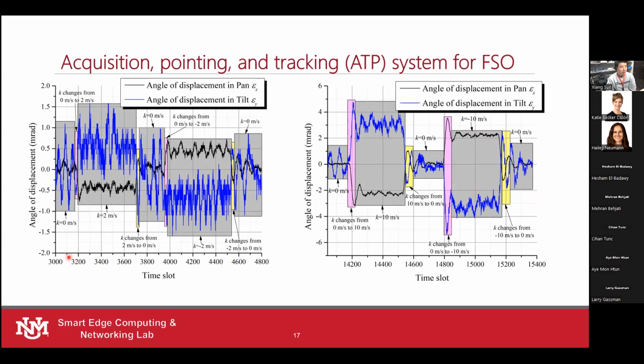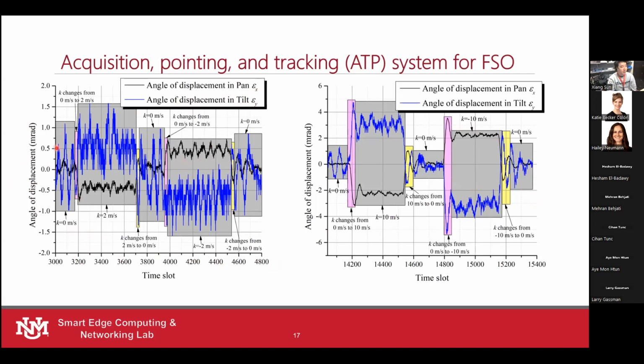So the whole time duration basically is to keep track of the angle of displacement in the pan and the tilt direction for one trajectory. It means that the red spot is moving from one end toward the other end of the line, and goes back to the original end. So this is the whole trajectory.